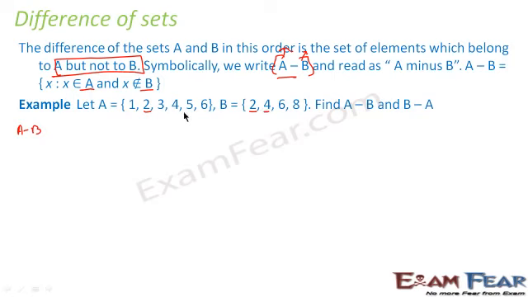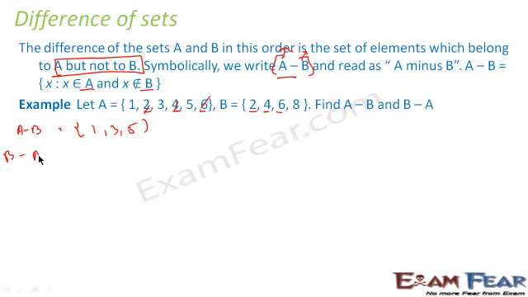4 is there in B, we'll subtract this from here. 6 is here, we'll subtract this. 8 is not there, so it won't be subtracted. We are doing A minus B, so we'll subtract all the elements of B from A. 2, 4, 6 are common elements, so we'll subtract these from A. So what you get is 1, 3, 5.